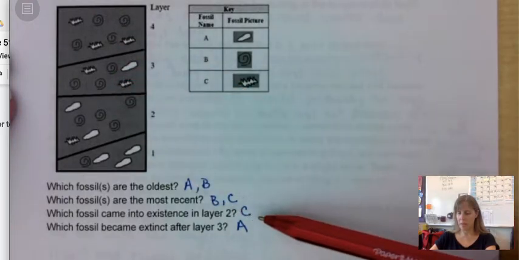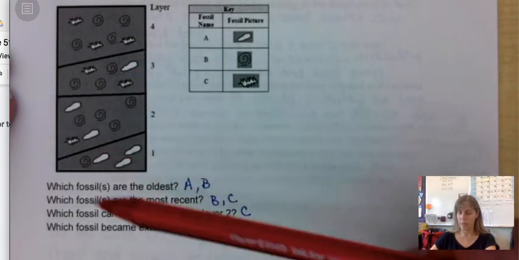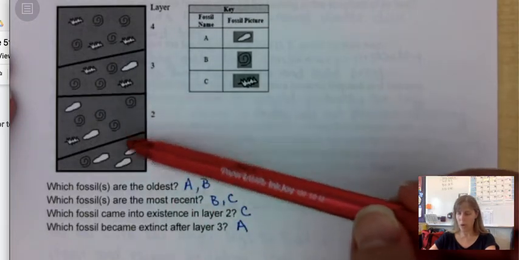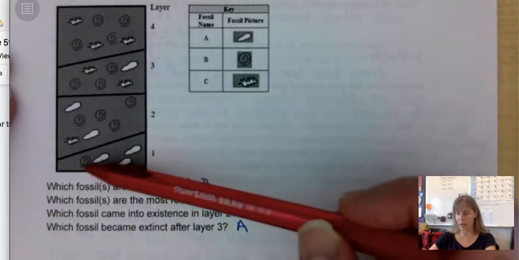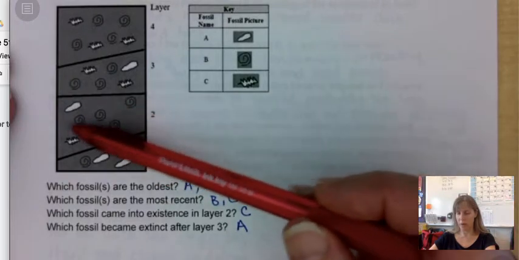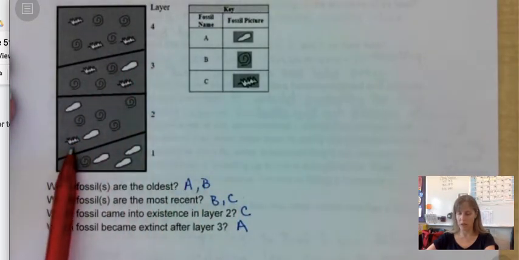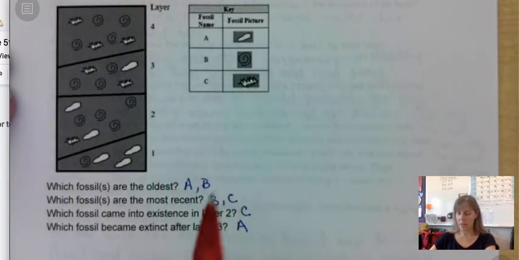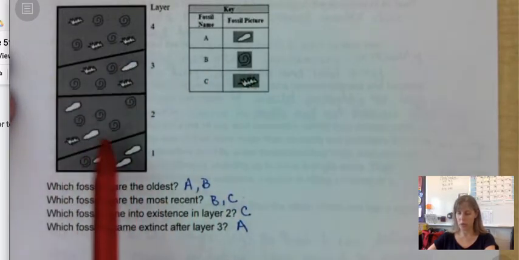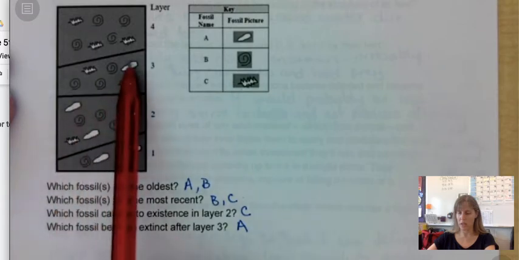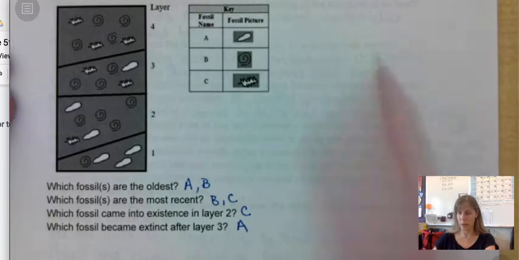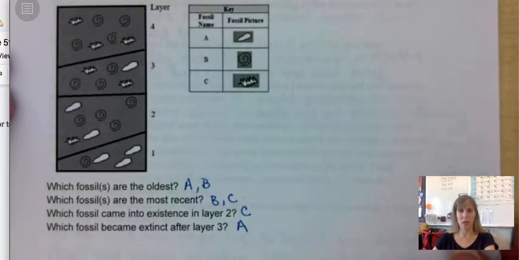The fossil that came into existence in layer 2. So there were only 2 fossils in layer 1, and now there are 3. So this fossil C came into existence in layer 2. And the fossil that became extinct after layer 3, so you no longer see this fossil after layer 3, is fossil A. Okay? Any questions about this page?